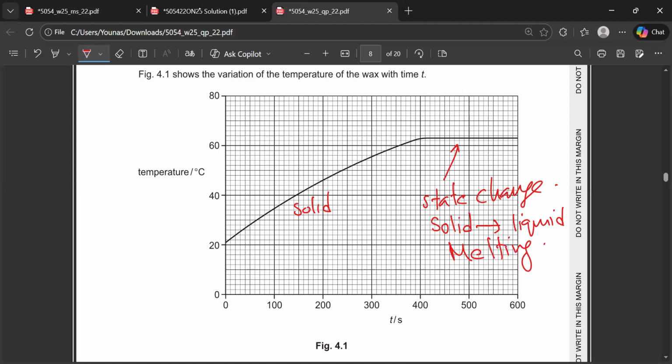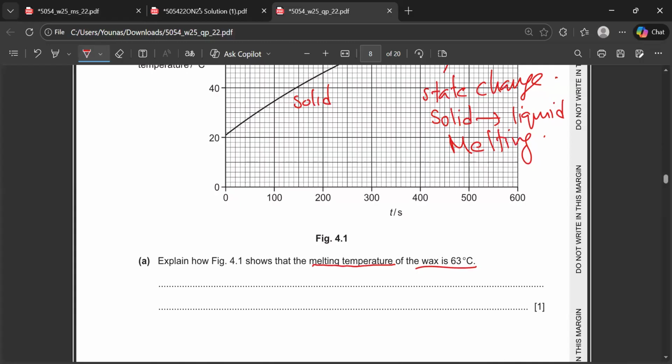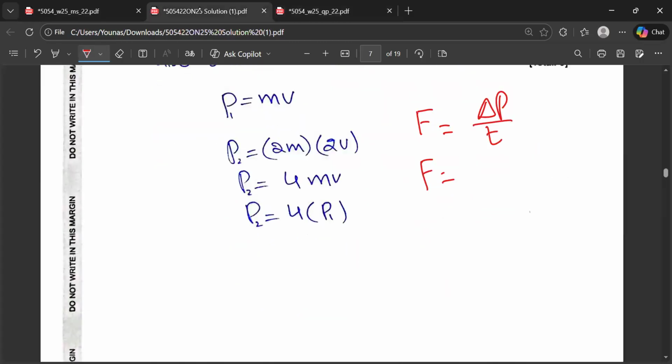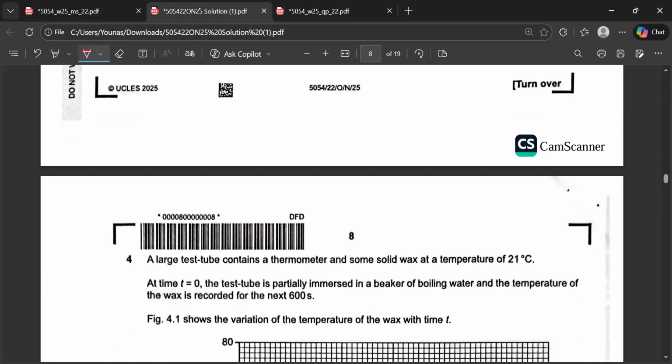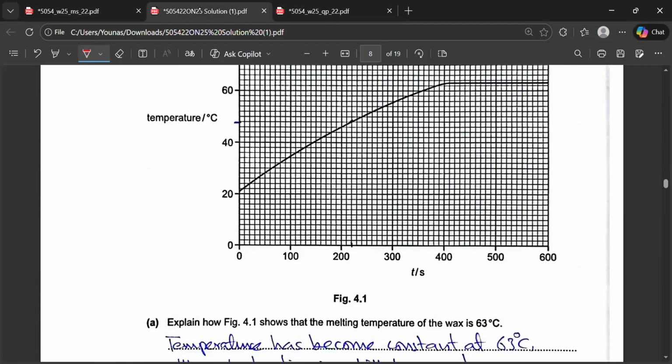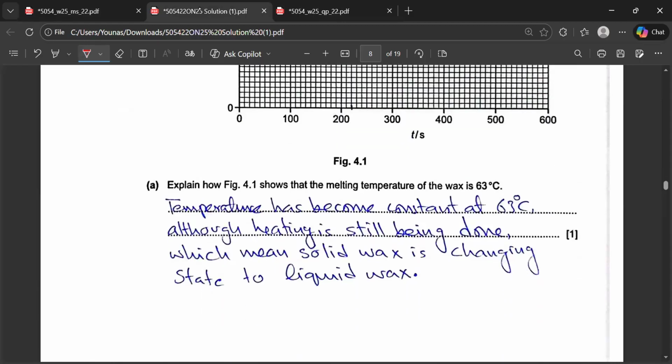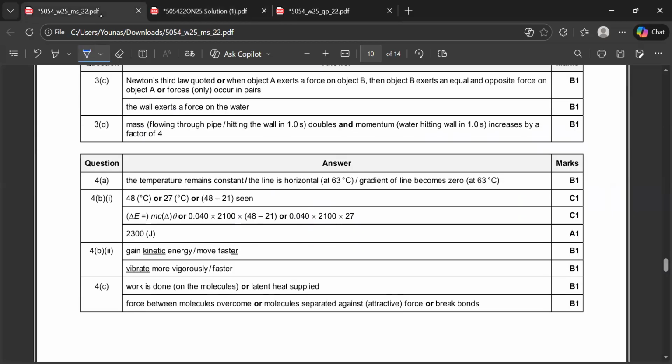Because the temperature has become constant and the wax was solid, that means the state is changing, and obviously it is changing into the liquid state. So it's a 1 mark question. Let me show you my answer, sir. Okay. So here comes the answer which I wrote. Temperature has become constant at 63 degrees centigrade, although heating is still being done, which means the solid wax is changing state to the liquid wax. So the melting is basically taking place. This is the answer which I wrote.